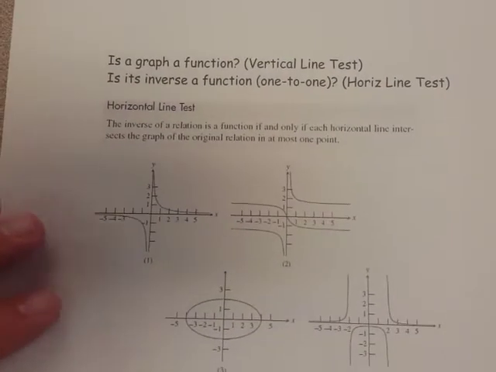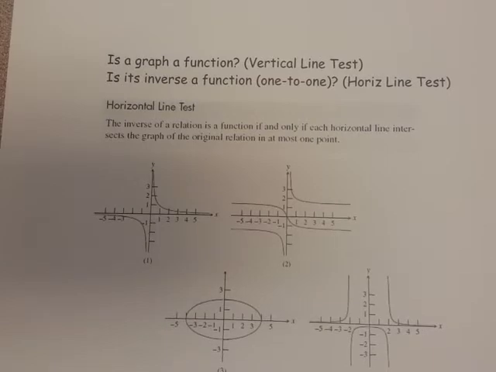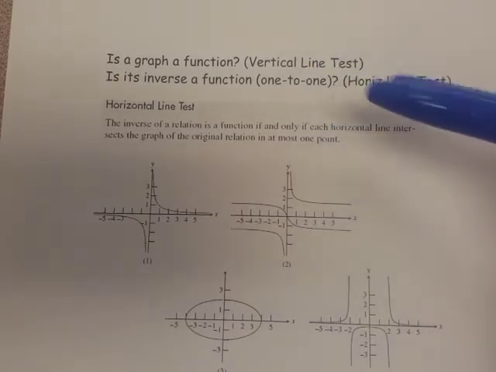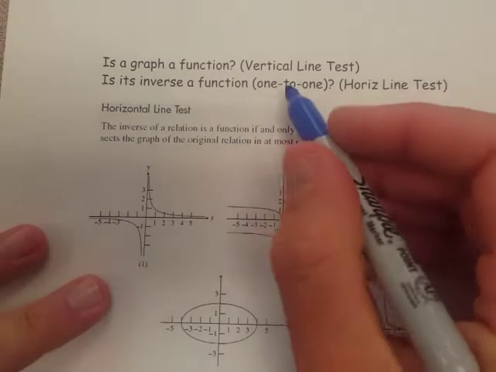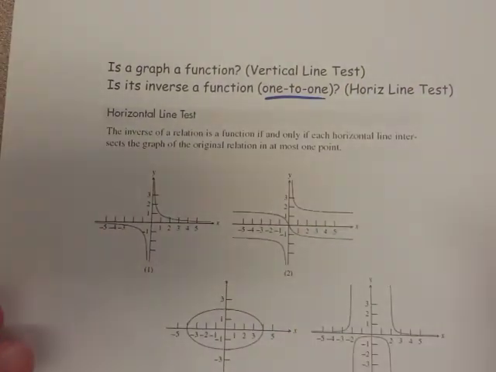Next in 1.5 is about telling whether something is a function, telling whether a graph is a function, and also whether its inverse is also a function. If it's both, then we're going to see something called one-to-one. If the original and the inverse are both functions, then we can call it a one-to-one function, but we'll get to that here in a little bit.